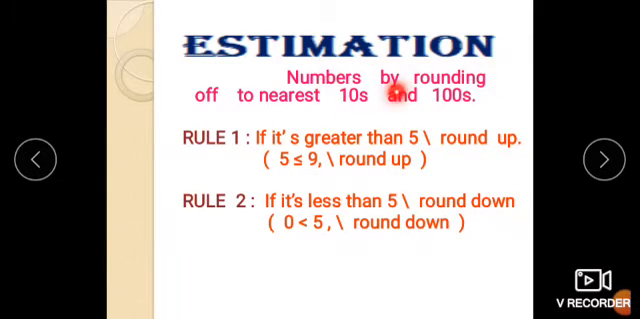Estimation: rounding off numbers to the nearest tens and hundreds. Rule number 1: if the digit is 5 or greater, up to 9, round up; it is increasing the value. Rule number 2: if it is less than 5, 0 to 4, round down; the values are decreasing. Okay, we'll move to the next slide.